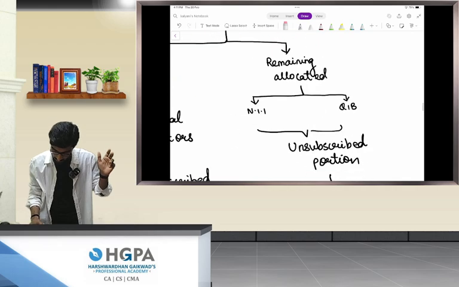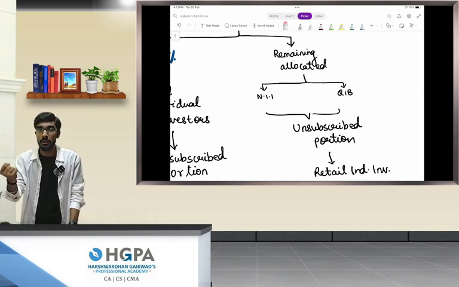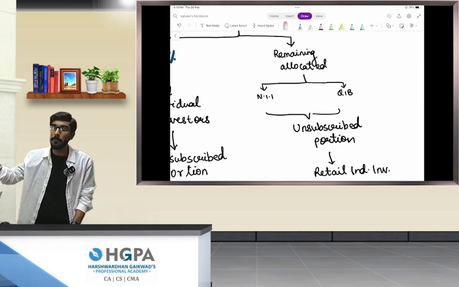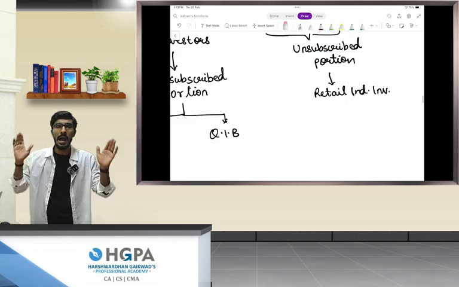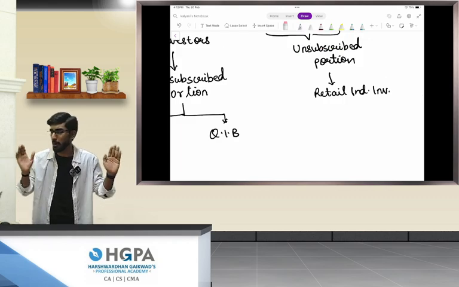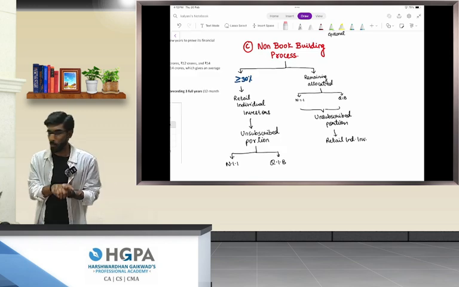Now, supposing if there is unsubscribed portion from the side of QIB or non-institutional investors, then the remaining portion will be given to retail individual investors. Very simple. Cool. This is called as non-book building process.